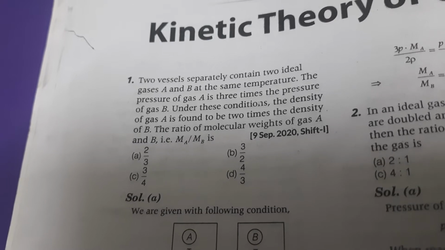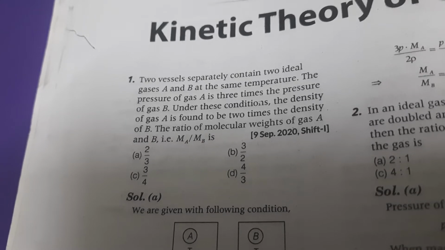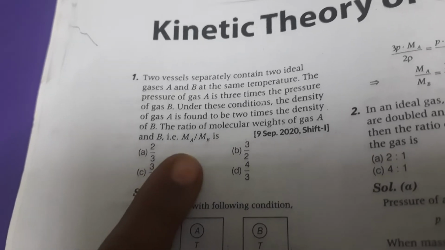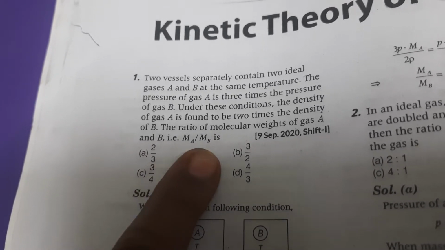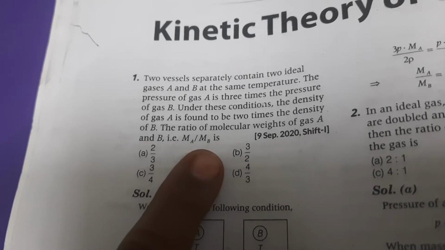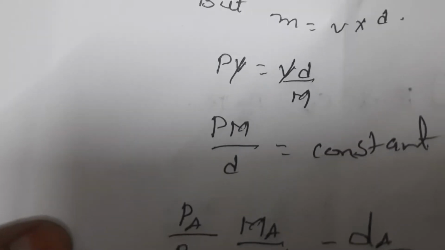One is A, another one is B, and they have given the temperature is constant, meaning the same temperature. If the pressure of gas A is 3 times the pressure of gas B, under these conditions the density of gas A is 2 times the density of gas B. So just look at this problem. The question is, we have to find the ratio of molecular weights of the two gases. Temperature is constant, and they have given the pressures and densities like this.